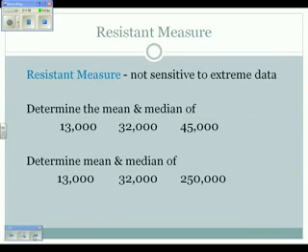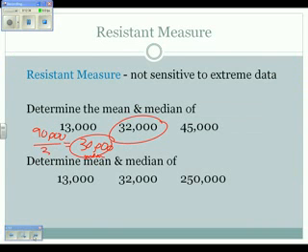Well, what would the mean be? Yeah, we would add these three together, and so we would get what when we added those together? $90,000, and we divide that by 3, and we would get 30,000. So the average here is 30,000, the mean, and then the median is what? The 32,000.